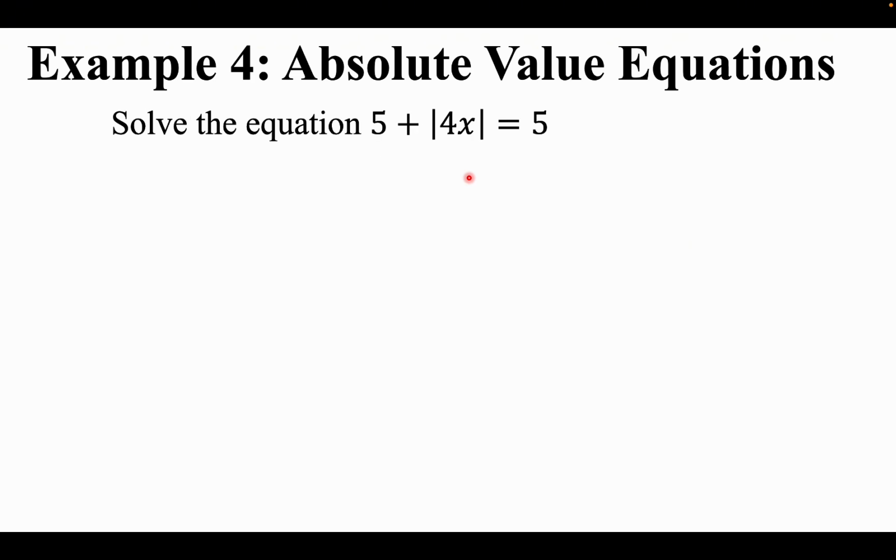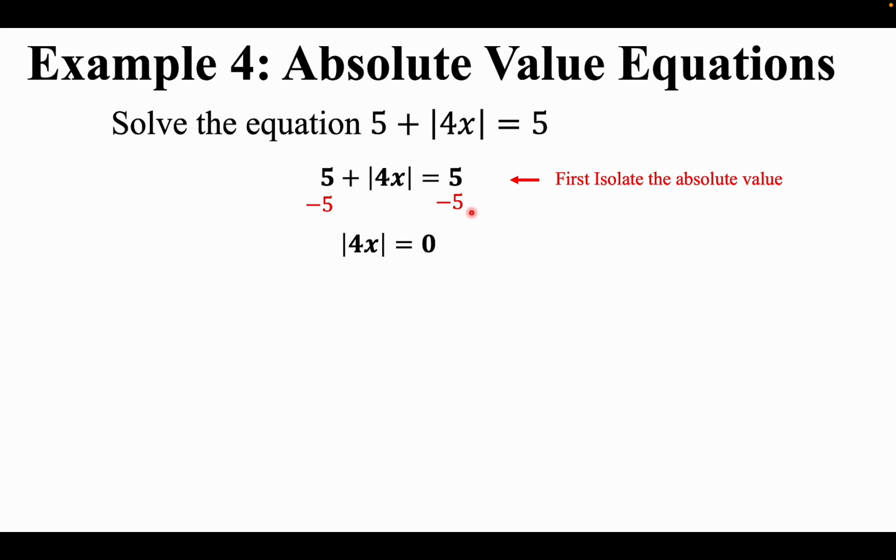And example 4, we have this following equation here. So this is not isolated, so step 1, let's isolate the absolute value. So let's subtract 5 on both ends because 5 is being added to this. Let's take away the 5 by subtracting. And we're left with absolute value of 4x on the left-hand side equal to 0.